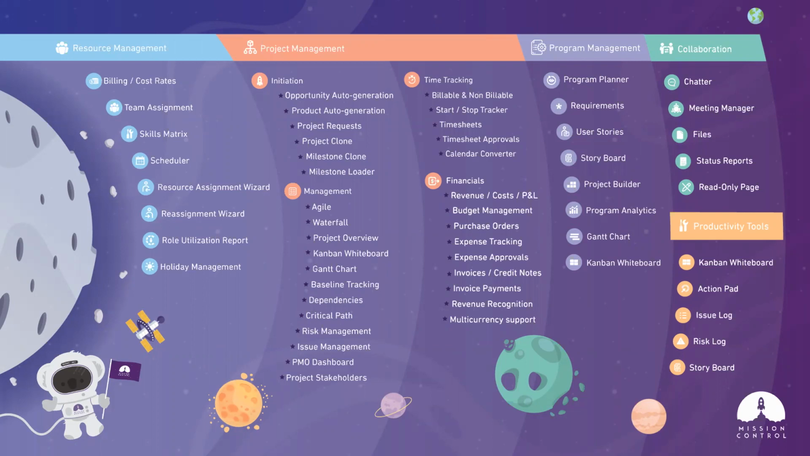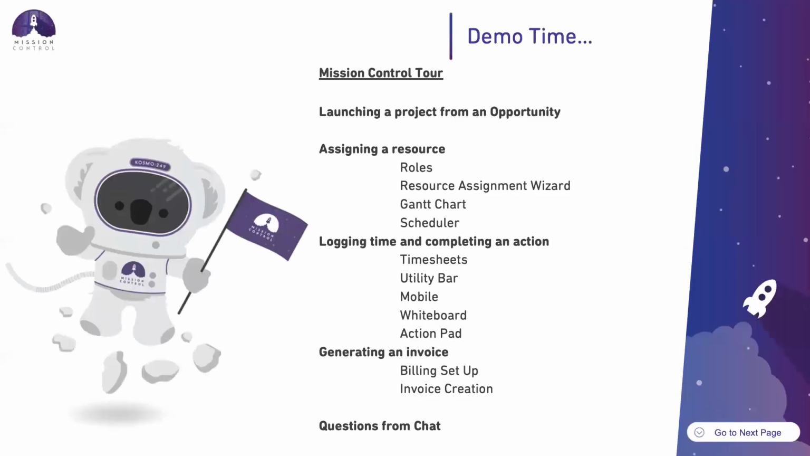All right, so again, we'll be covering some of these key features as we jump in. That leads us on to our demo time. Again, we'll be covering all of this as we tour Mission Control, from launching that project, assigning a resource, logging time, and completing an action, and then generating an invoice, and then finally questions from chat. So as we go through this, put any questions that you might have into chat, and then I'll get to them at the end of the call. All right, let's go ahead.